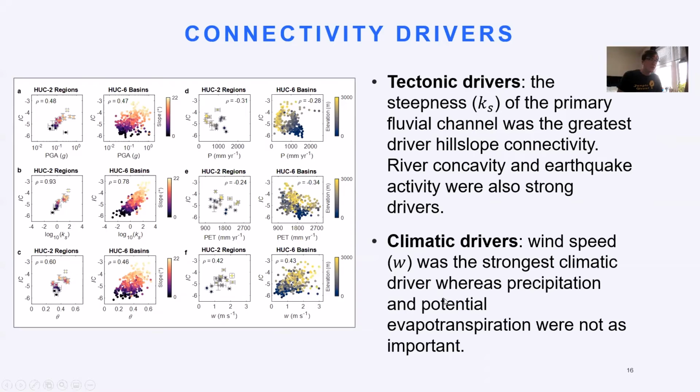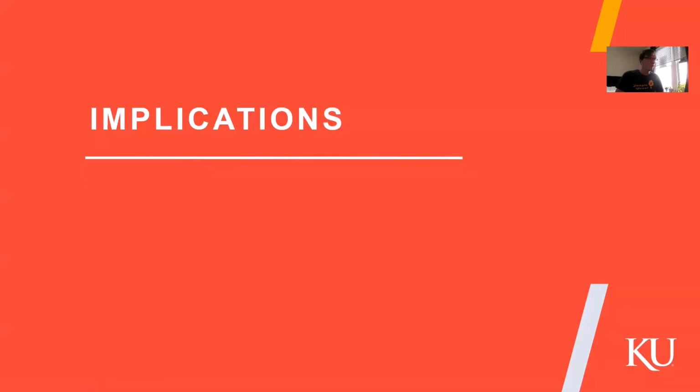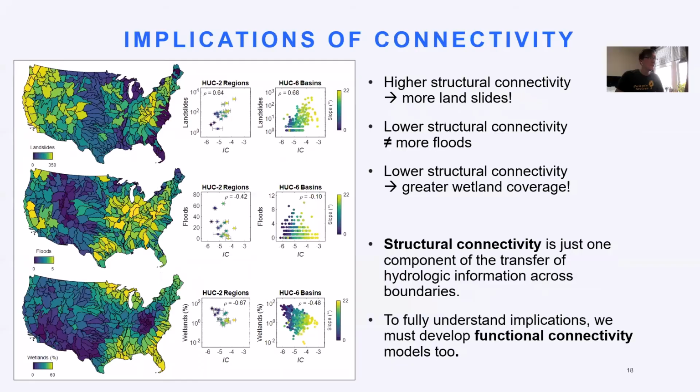For the climatic drivers, we found the wind speed has a strong positive relationship with connectivity. So the greater the wind speed, the greater the index of connectivity, whereas the precipitation and potential evapotranspiration had relatively weak relationships. So what are the implications of these results?